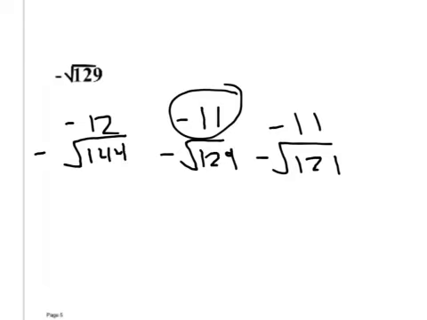So this is when it says estimate. This is everything I have to have when you estimate. You have to show me a number bigger. You have to show me a number smaller. And then round to the nearest integer.